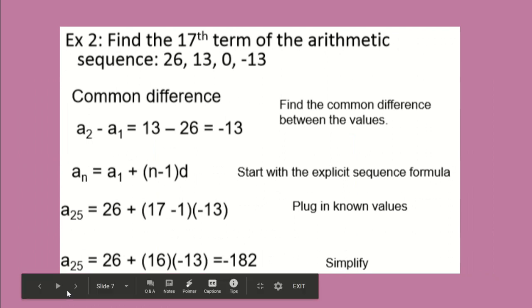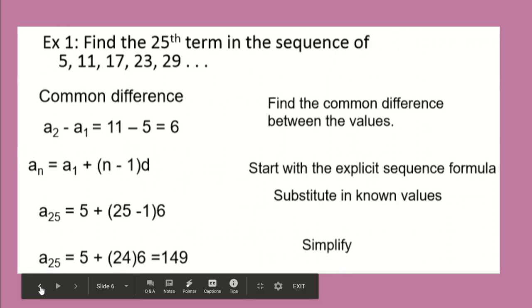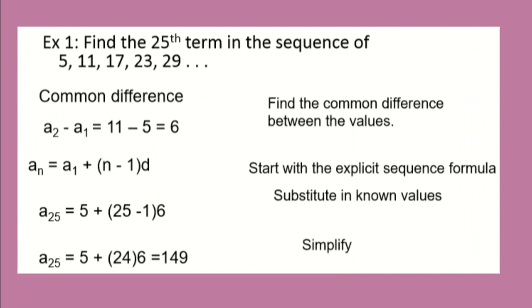Oh, let me go back one. All right, so this example, if we're going to find the 25th term of the sequence, we could either keep adding 6 each time, or subtracting 6. That's our common difference. We could keep adding 6 each time, which would take us a while, or we could use the formula. So here are your steps. You're going to find the common difference first. So obviously that's 6, because we are adding 6 each time.